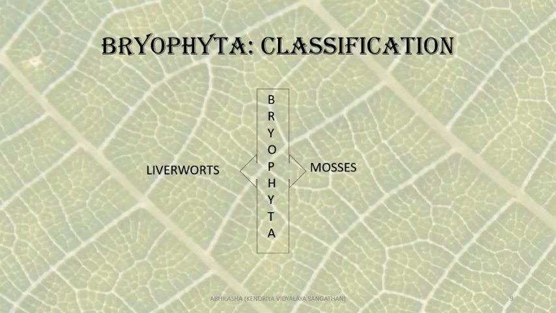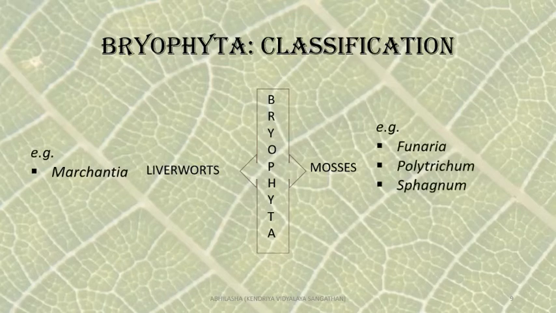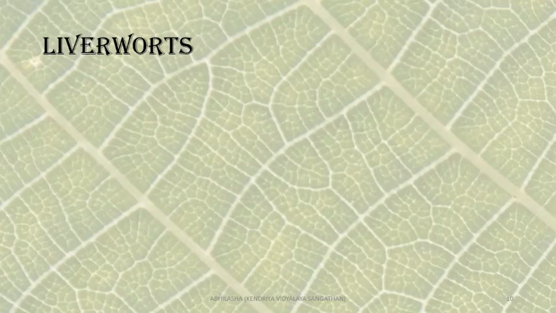Now, Bryophyta are divided into two subdivisions, liverworts and mosses. The common examples of liverworts are Marchantia, and of mosses, Funaria, Polytrichum and Sphagnum. Now, first we'll study a little bit about liverworts.